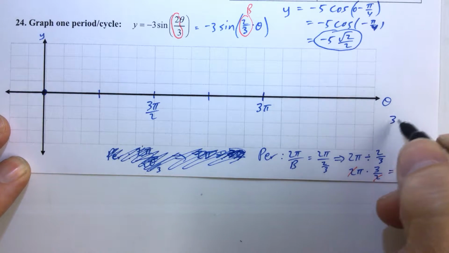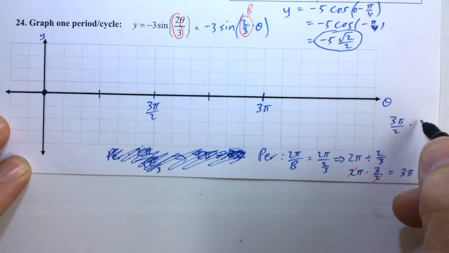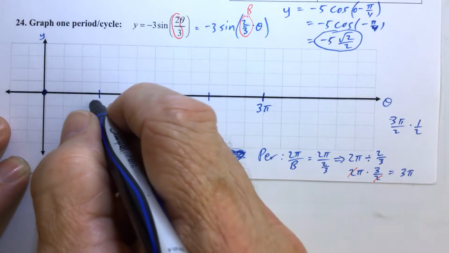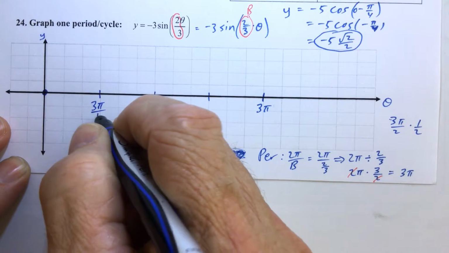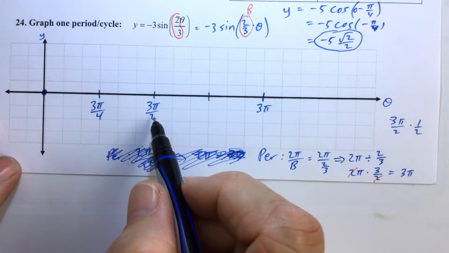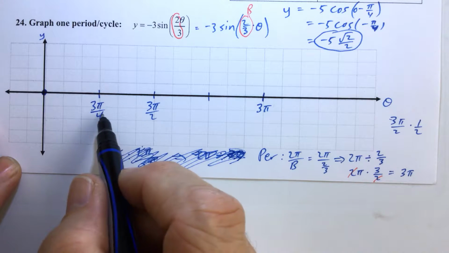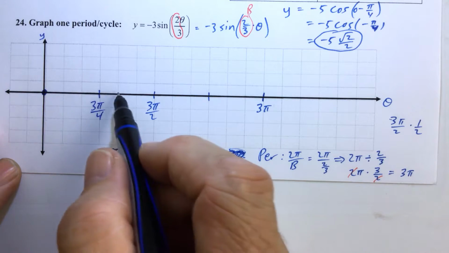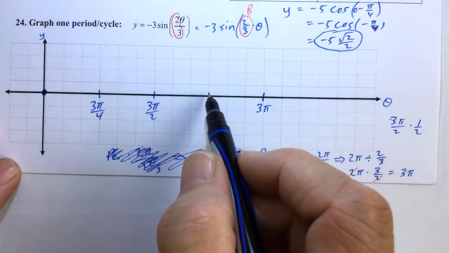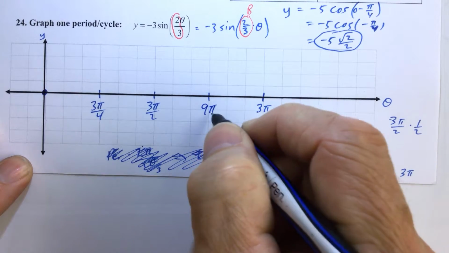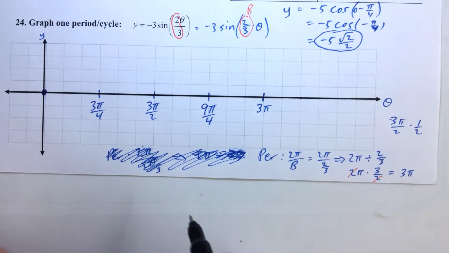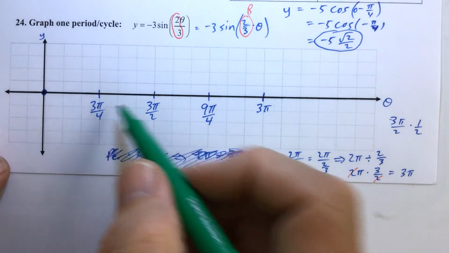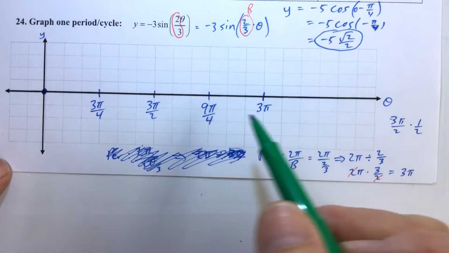Cutting 3 pi over 2 in half, we take 1/2 times 3 pi over 2, which is 3 pi over 4. You could also think of it as multiplying the denominator by 2. Then we take this one here. It takes 1, 2, 3 pi over 4, 4, 5, 6 pi over 4, 7, 8, 9 pi over 4 to reach that value right there. So that's 9 pi over 4, and that takes care of dividing our period into 4 equal parts.